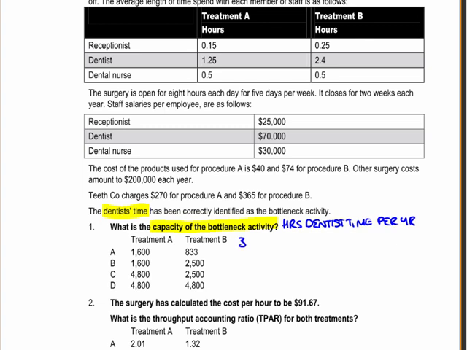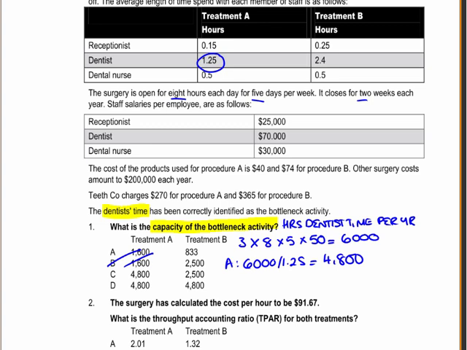Well, we know that there are three dentists, and we know the surgery is open for 8 hours a day, for 5 days a week, and it closes for 2 weeks of the year. So it must mean that it's open for 50 weeks of the year. So there are 6,000 hours of dentist time available. And treatment A takes 1.25 hours. So that means we're going to be able to do 4,800. And a quick glance across at the options sees that that's reassuring. So it's got to be C or D.